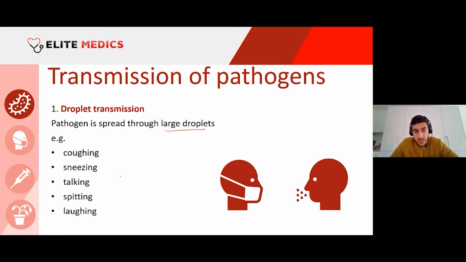So again, quite self-explanatory: coming out of your mouth, coughing, sneezing, talking, spitting, laughing, all that kind of stuff. That's why it was very useful to wear masks during COVID, because masks cover your face and block some of that droplet transmission. Not all of it, but some of it. So if two people are wearing masks, fewer droplets are exchanged, so it's a bit safer.